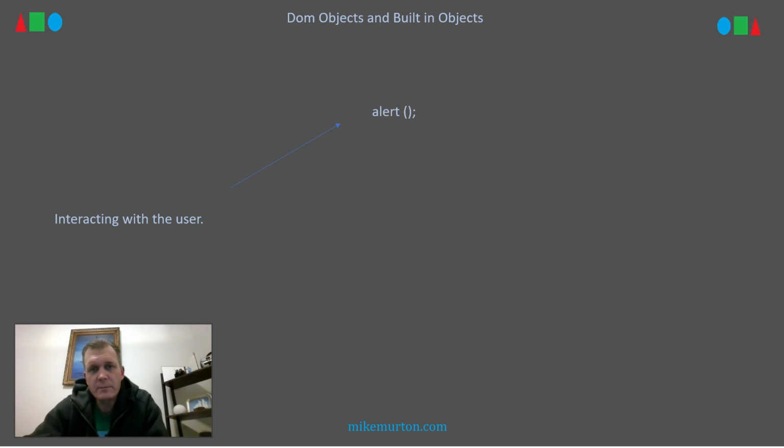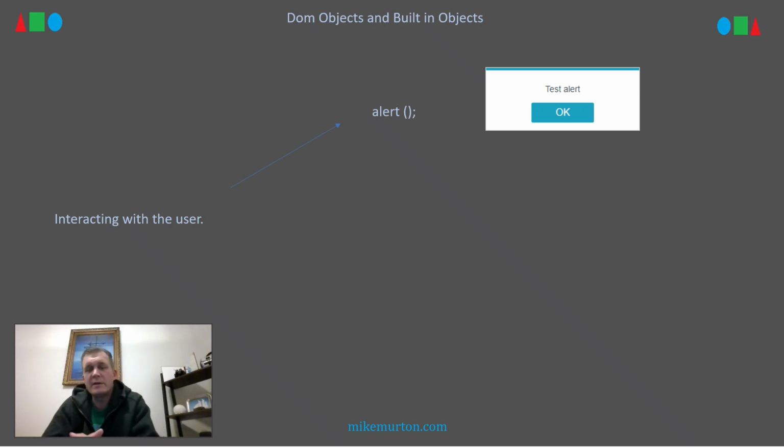First function, alert, creates a pop-up that has a message and an OK button. You click the OK button, the message disappears, and the script starts to execute again. So we could send our message, hello world.